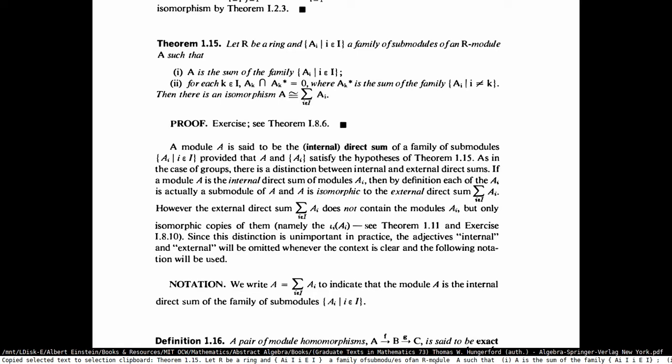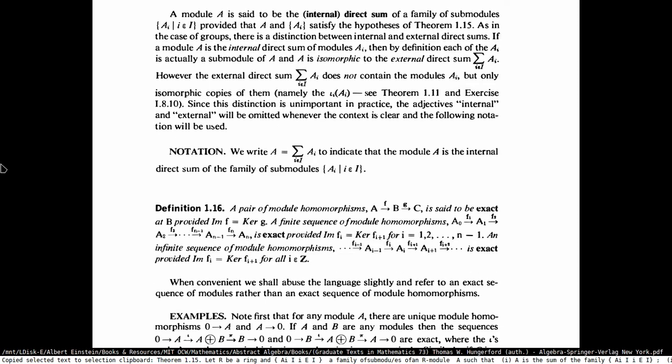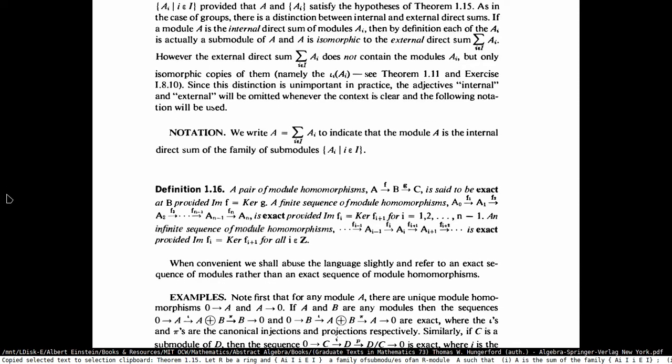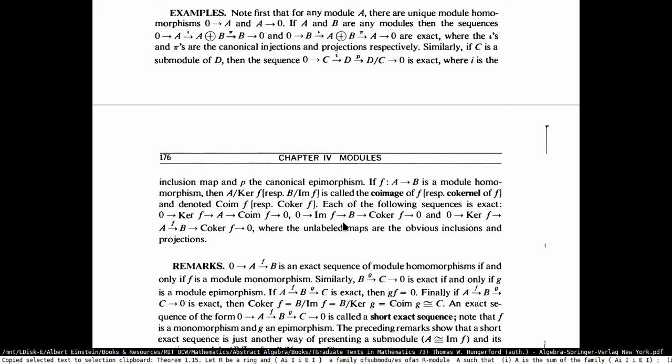Okay, so he also says how the internal direct sum is actually isomorphic to the external direct sum. The thing is, in the external direct sum, we have the isomorphic copies, and we're dealing with those. The internal ones are where we're dealing with actual modules, but I think we're not going to worry too much about the internal external thing. So let's get to the fun stuff, exact sequences, and I believe in the next 20 minutes or so we can do this.